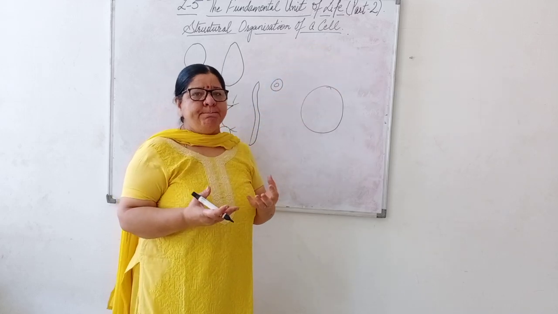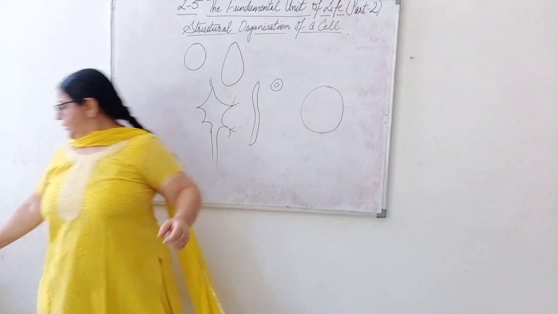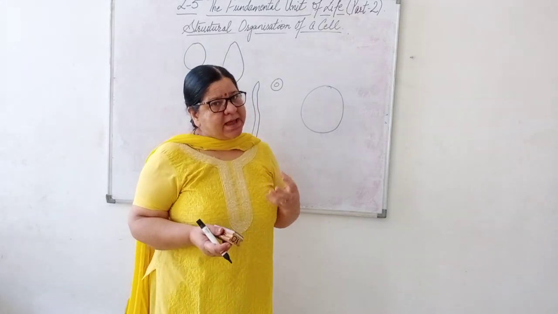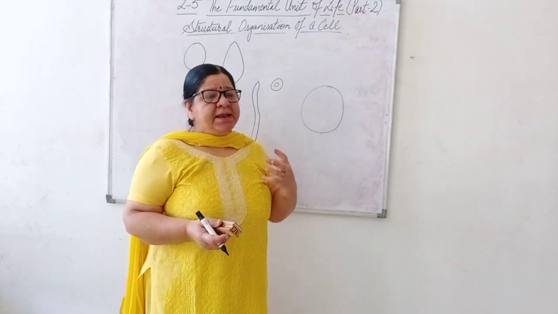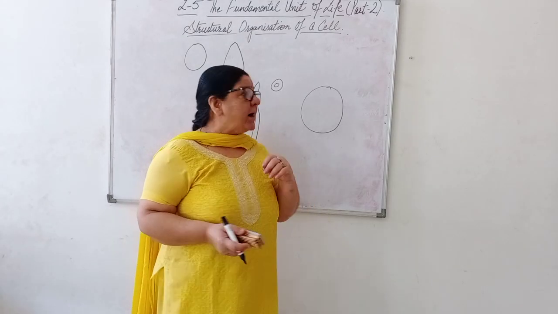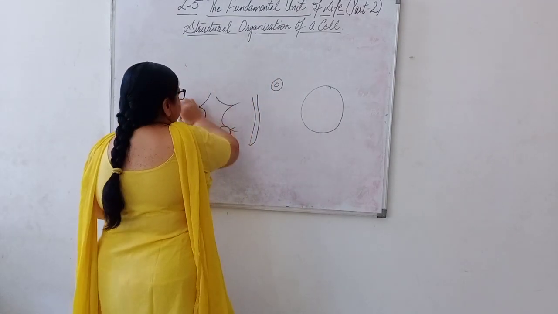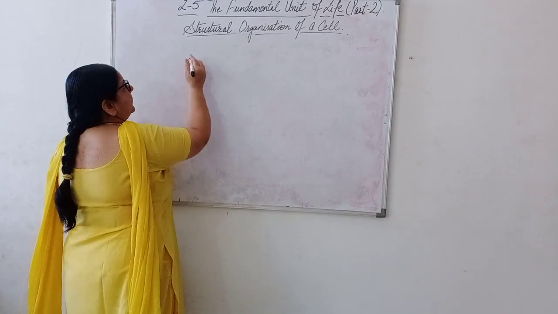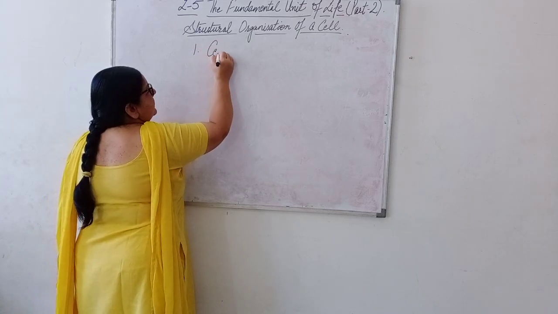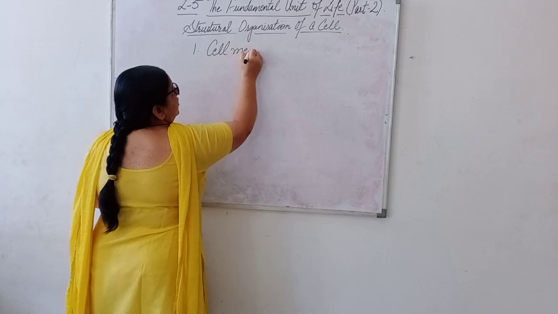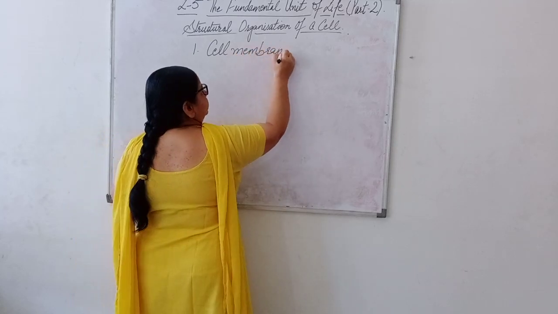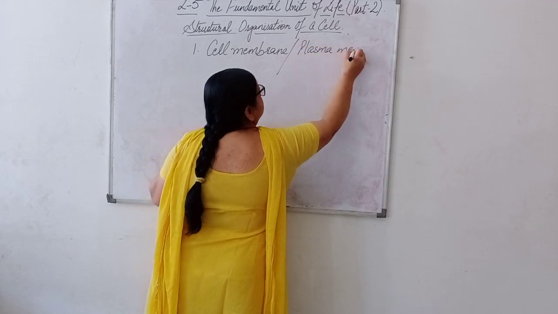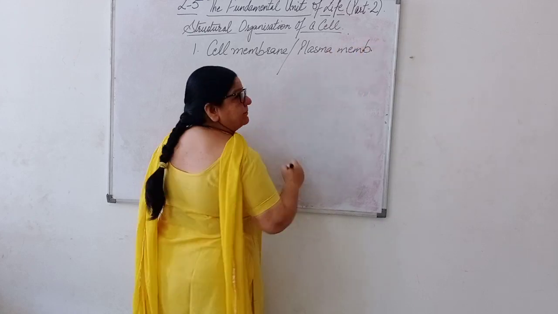What is a cell made up of? Right? So all the cells, whether they are plant cells or the animal cells, they necessarily have three parts. Now, what are these three parts? These are, number one, the cell membrane or the plasma membrane. It is known as the cell membrane or the plasma membrane.